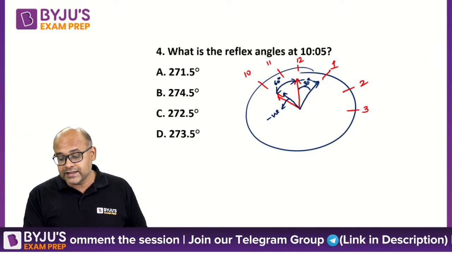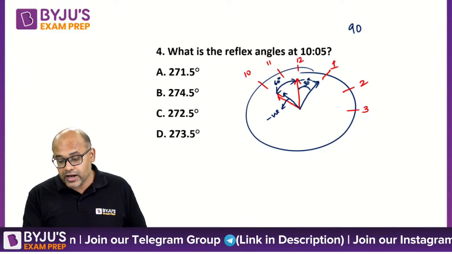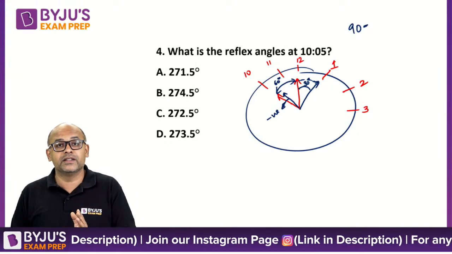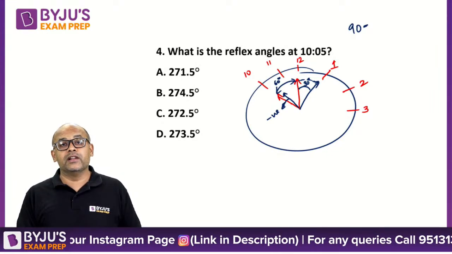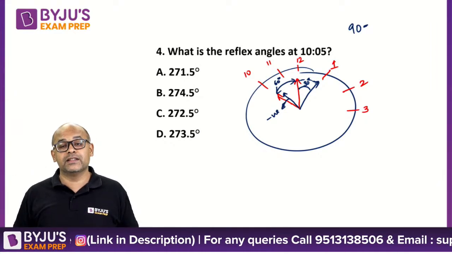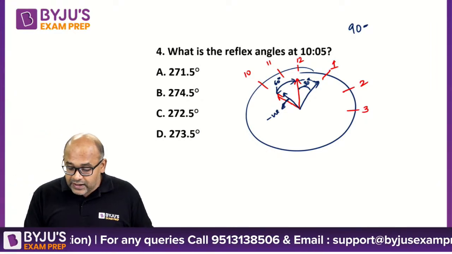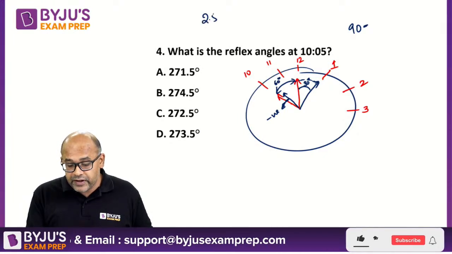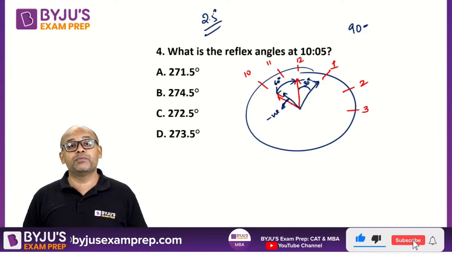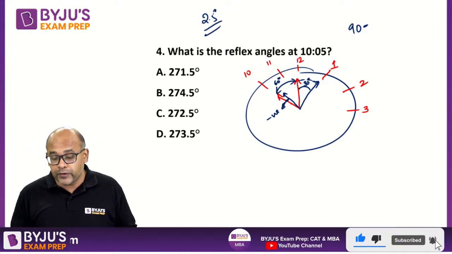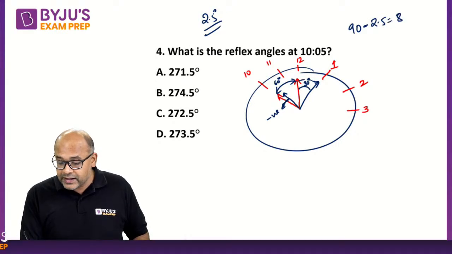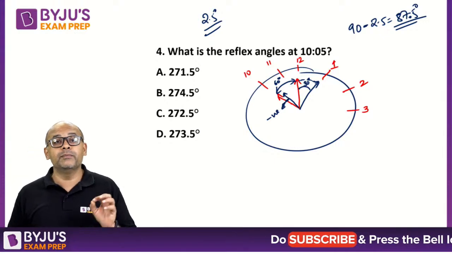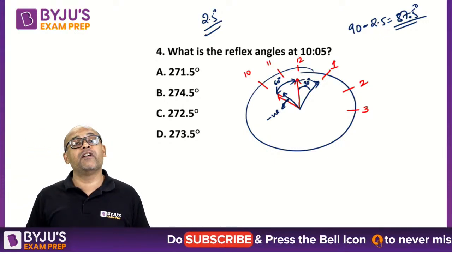So 60 plus 30 is 90. But 90 is not your answer. 90 minus whatever that closing part is will be your smaller measurement of angle. So 360 minus that will be your correct answer. How much is that? 90 minus what is this angle? This is the angle moved by the hours hand in 5 minutes. That is 2.5 degrees, because half a degree per minute is the speed. So in 5 minutes it will move 2.5 degrees. So 90 minus 2.5 is 87.5 degrees. This is the angle made by the minutes hand and hours hand at 10:05.